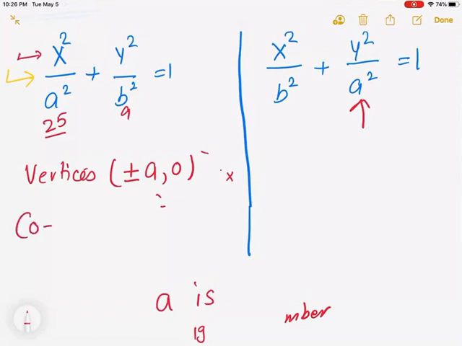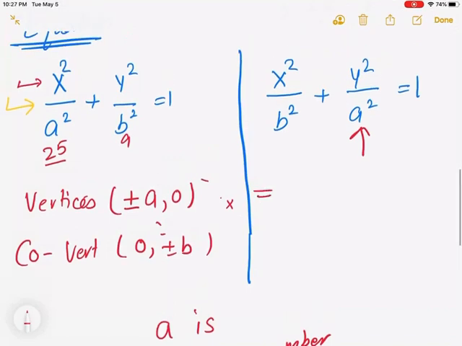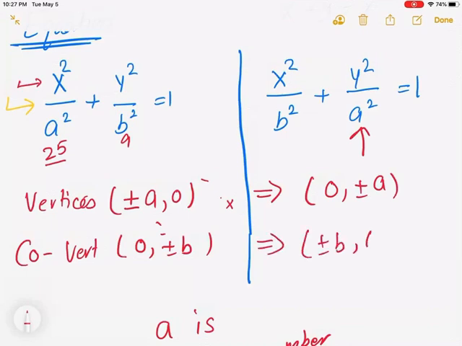What about co-vertices? Co-vertices are actually the endpoints of the minor axis. So minor goes with the b value. Since y is minor, I would do 0, comma, plus and minus b. If it's the other way around, for this type of equation, since the major axis is y, your vertex is going to be 0, plus and minus a. The co-vertex is going to be plus and minus b, comma 0. I hope you understand this part here.